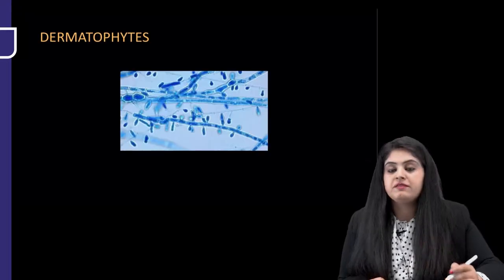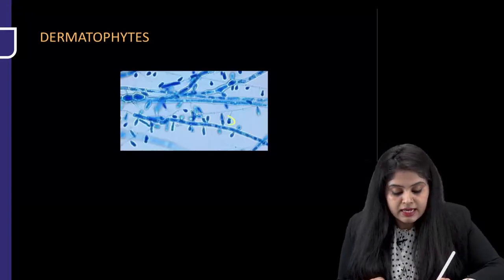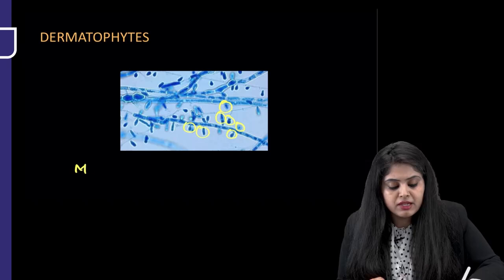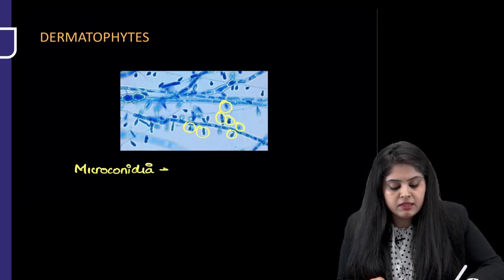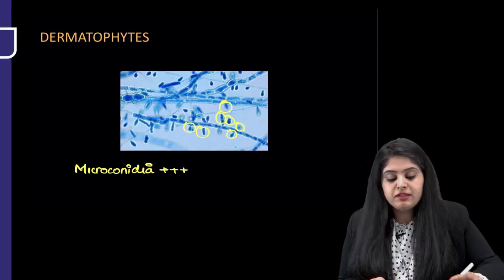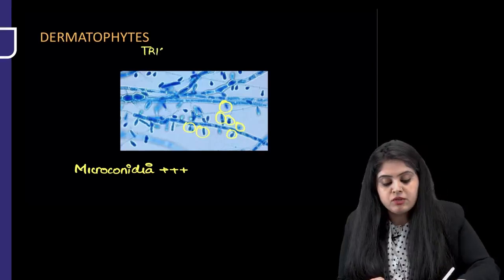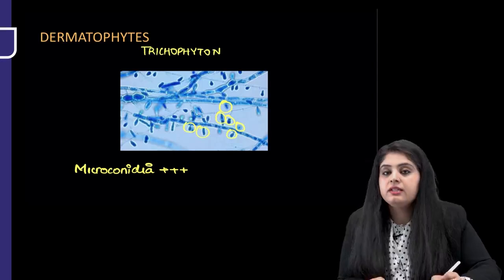The first one that you have, can you see? Can you all see these tiny structures? So when you're dealing with these tiny, so many of them, this is what you're calling microconidia, right? So how many microconidia are you seeing? I'm seeing abundant microconidia. So which organism must this be? This must be Trichophyton. Look at the next organism.